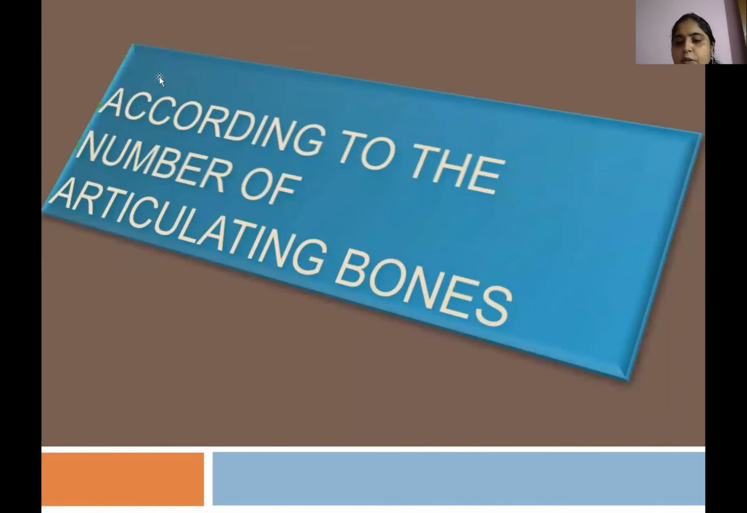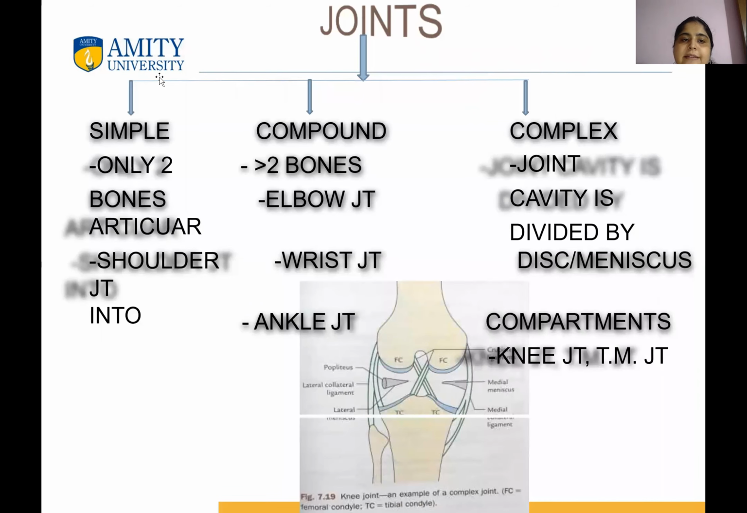According to the number of articulating bones, joints are simple, compound, and complex. Simple: only two bones articulate, like the shoulder joint. Compound: more than two bones, like the elbow joint, wrist joint, and ankle joint. In complex joints, the joint cavity is divided by a disc or menisci, for example, the temporomandibular joint and knee joint.